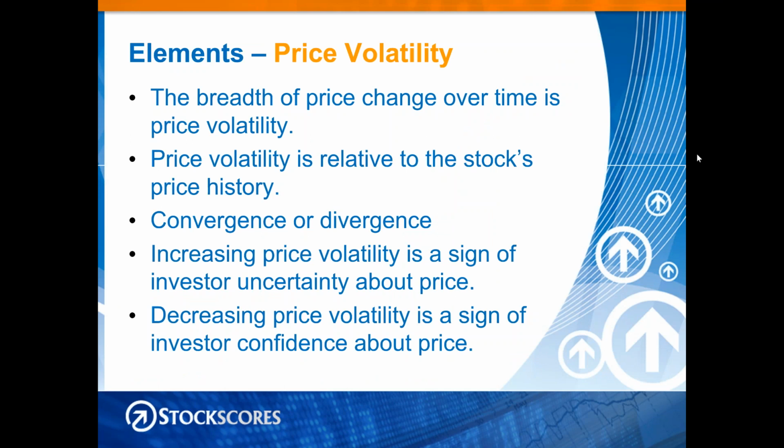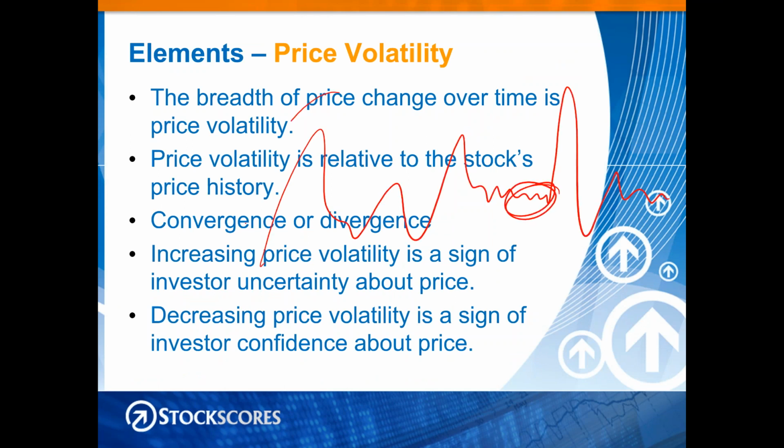The breadth of price change over time is price volatility, and it's all relative to the stock's history. So if a stock is really volatile, and then it gets kind of narrow, and then it gets really volatile again, this is low volatility, and this is high volatility. And it's all about how price changes over time relative to what it normally does.